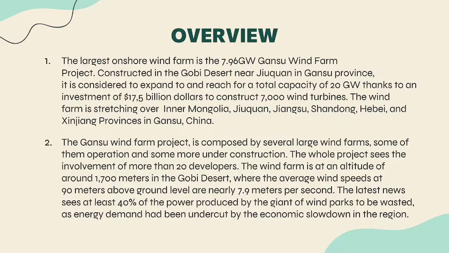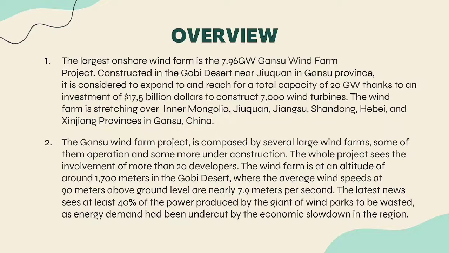The Gansu wind farm project is composed of several large wind farms. Some of them are operational and some more are under construction. The whole project sees the involvement of more than 20 developers. The wind farm is at an altitude of around 1,700 meters in the Gobi Desert, where the average wind speed at 90 meters above the ground is nearly 7.9 meters per second.